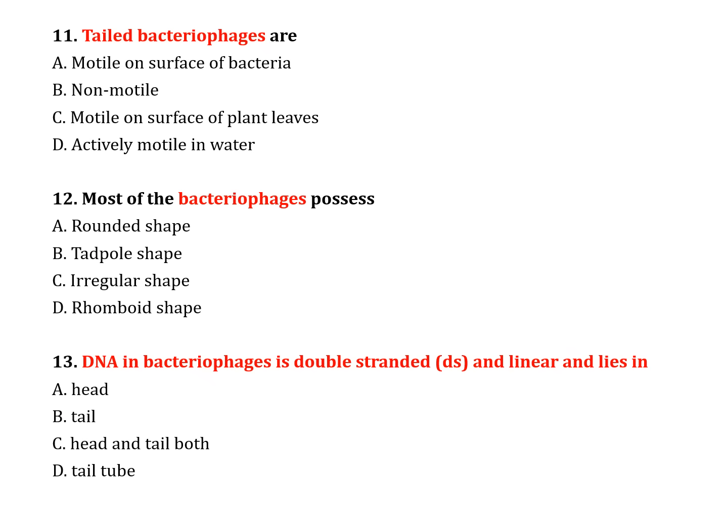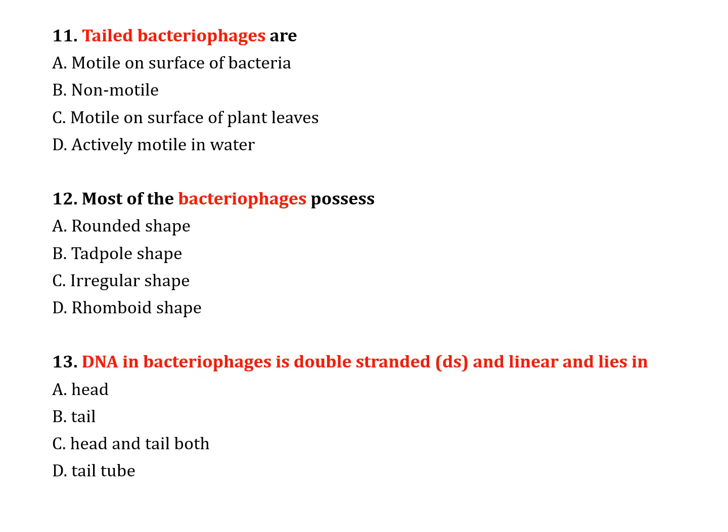The next question number 11. Tailed bacteriophages are option A motile on surface of bacteria, option B non-motile, option C motile on surface of a plant leaf, option D actively motile in water. Correct answer is option B non-motile.